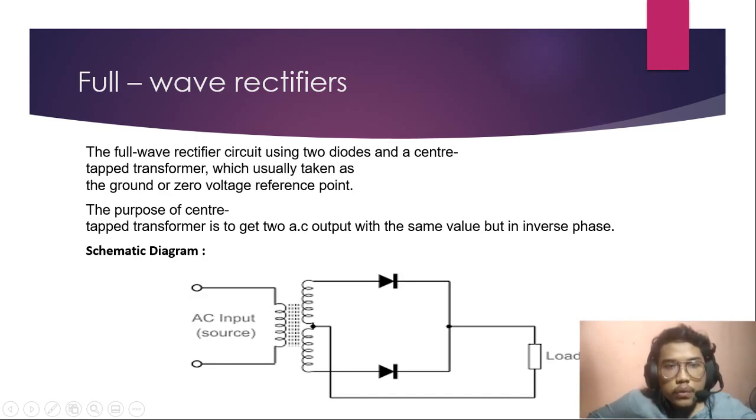Now the second one is full wave rectifiers. The full wave rectifier circuit uses two diodes and a center tap transformer, whose center tap is usually taken as the ground or zero voltage reference point. The purpose of the center tap transformer is to get two AC outputs with the same value but in inverse phase. The schematic diagram shows two diodes and one transformer, with the center tap of the transformer connected to the load resistor.